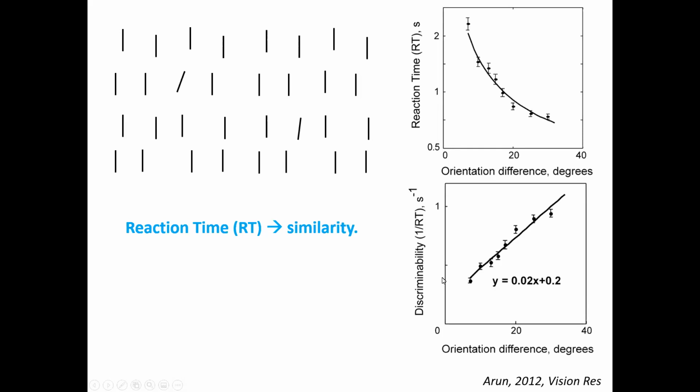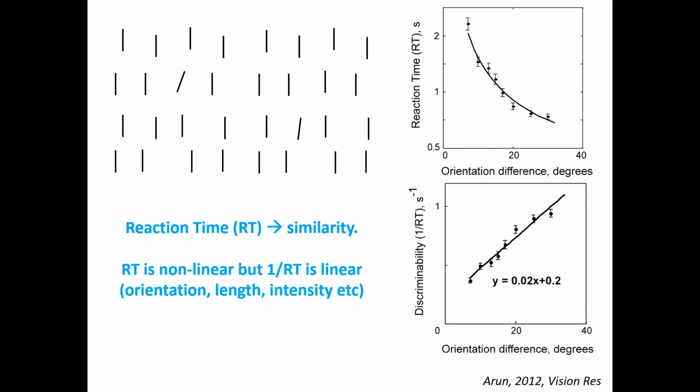Okay, and so therefore, if you take the reciprocal of the reaction time, you get a pretty nice linear function, which suggests that although reaction time is a measure of similarity, the reciprocal of reaction time is actually linear in terms of lots of feature differences. We've tested this for orientation, length, intensity, and so on. And you can think of 1/RT as a measure of dissimilarity. And the interesting thing is the reaction time is a nonlinear measure of similarity, whereas the inverse of reaction time is a linear measure of dissimilarity.